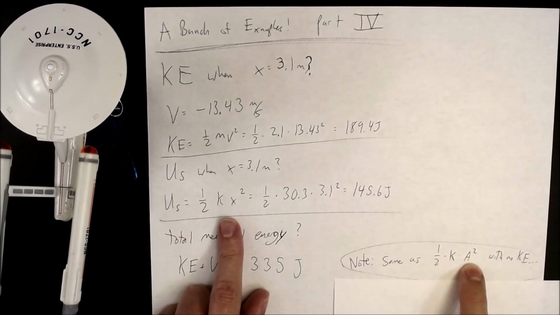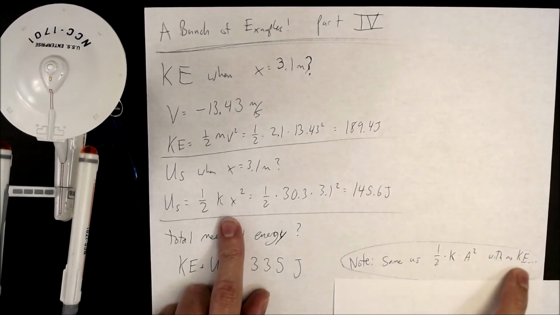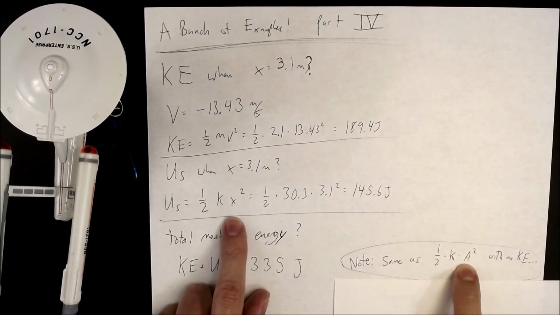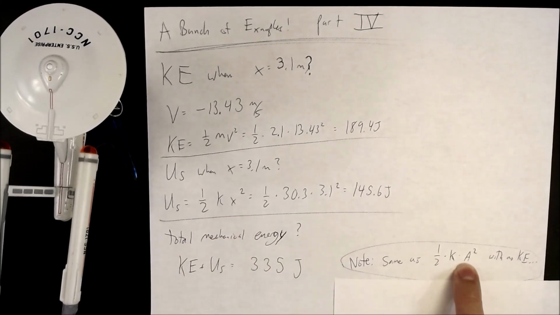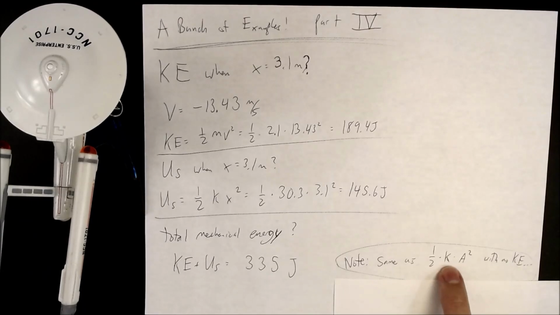1/2 kx squared. If it's at its amplitude and it's got no kinetic energy, you plug in the maximum amplitude, 4.7 meters, times k, 30.3 newtons per meter, A squared times k times 1/2. You have no kinetic energy when it's at its maximum. You get the exact same number. You get 335 joules. Again, remember, the total mechanical energy does not change as you oscillate back and forth on the spring. We talked about that when we talked about energy originally.